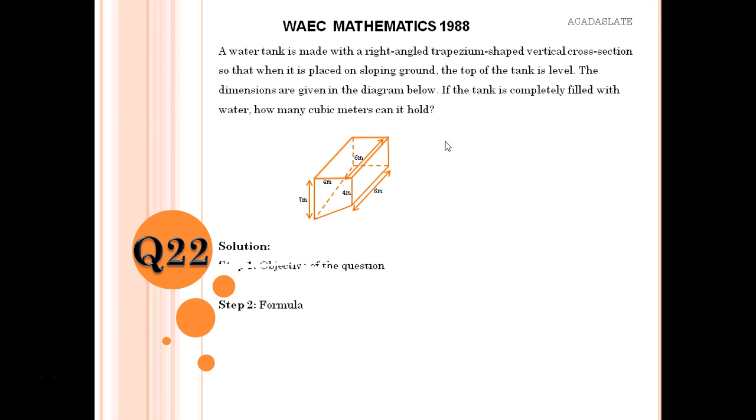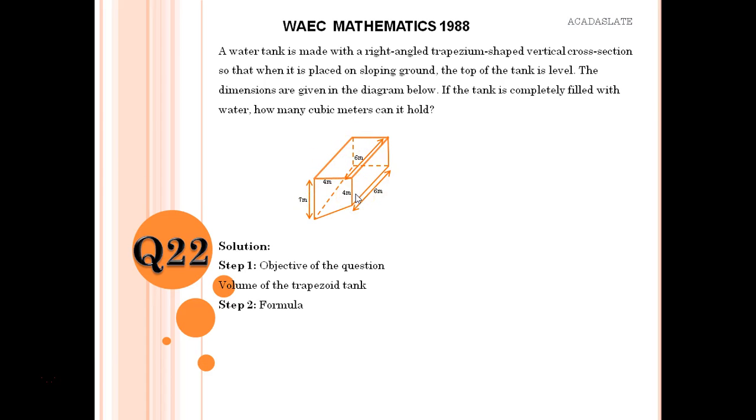Now, this question is testing the knowledge of solid shape mensuration, and here we are talking about a trapezoid tank. Let's start by looking at the problem. We are asked to find the cubic meters. How many cubic meters can it hold? In another way, we are asked to find the volume of this trapezoid tank represented here.